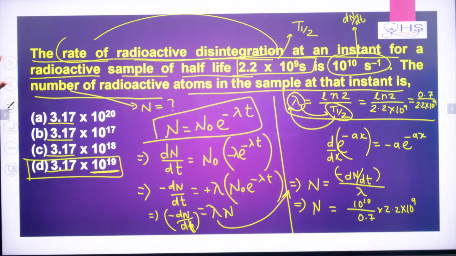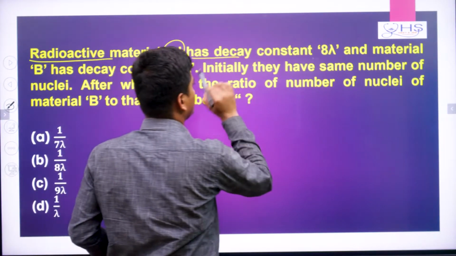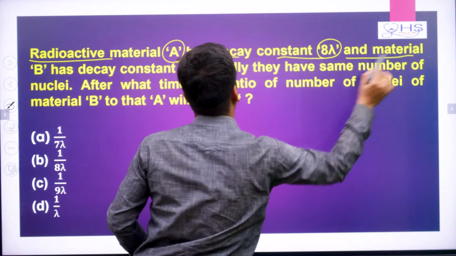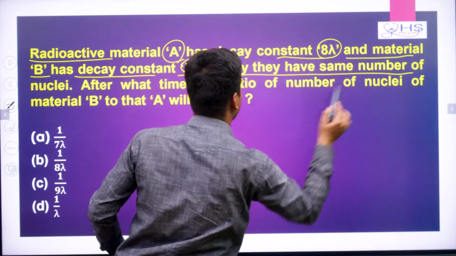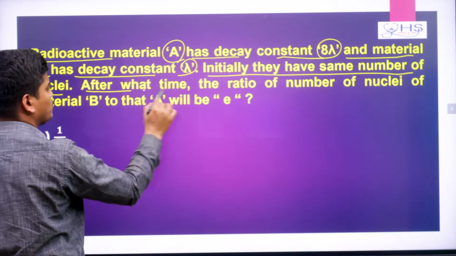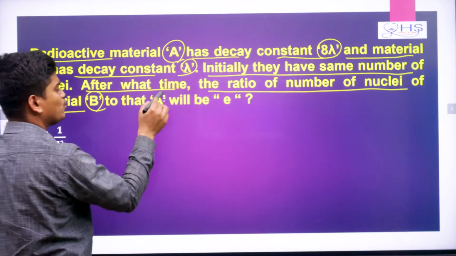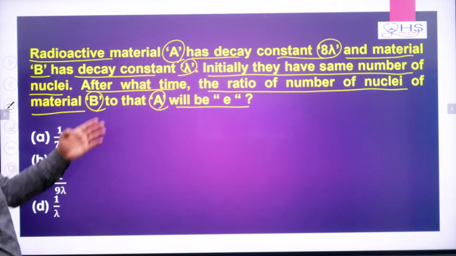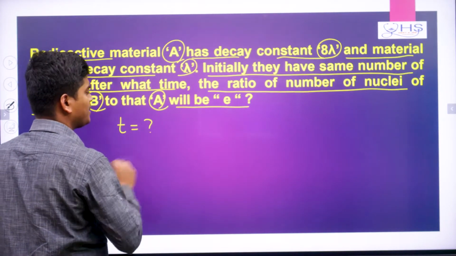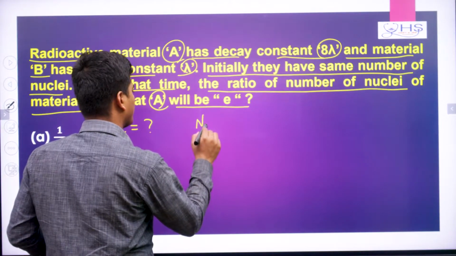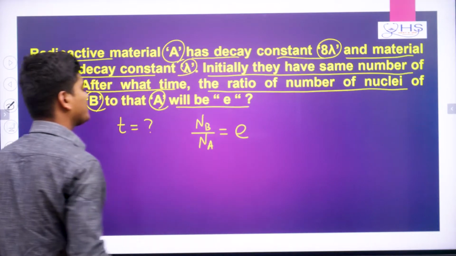Now come to the next question. A radioactive material A has decay constant 8 lambda and material B has decay constant lambda. Initially they have the same number of nuclei. After which time will the ratio of the number of nuclei of material B to that of A be e? So what they are asking is: find the time at which the number of particles of B by the number of particles of A becomes e.